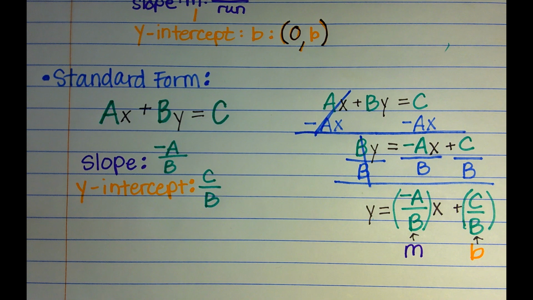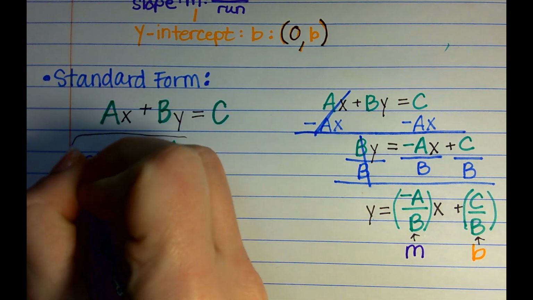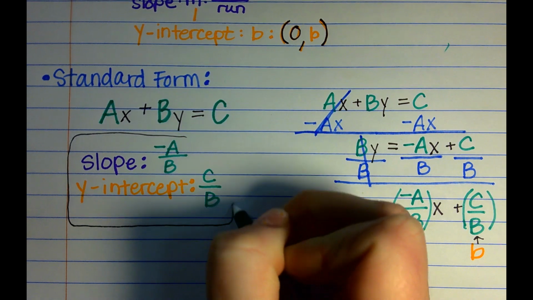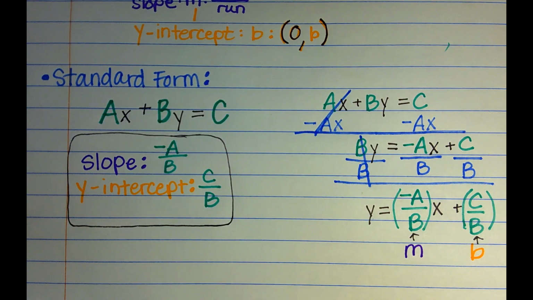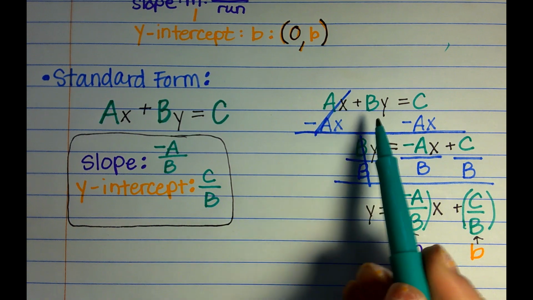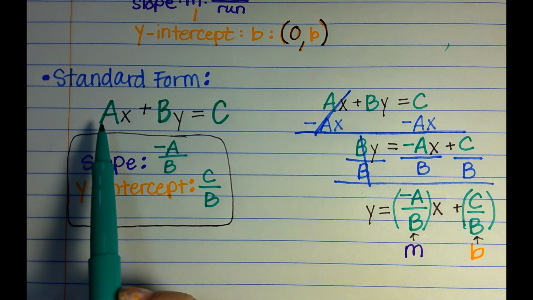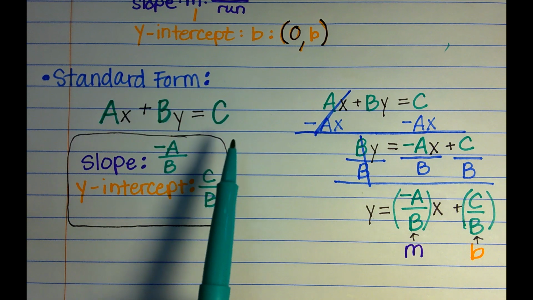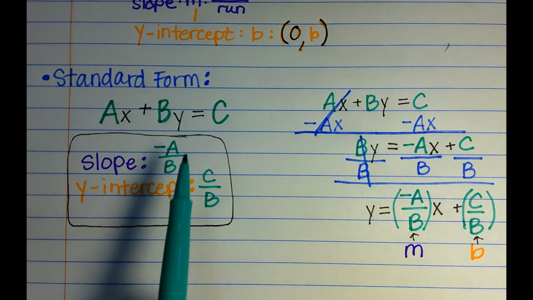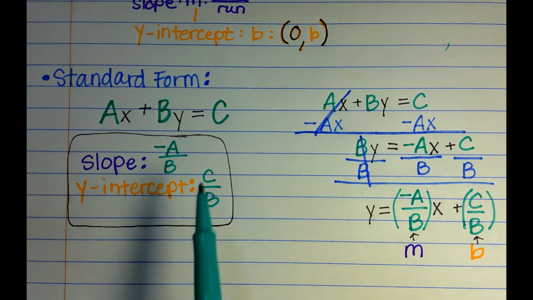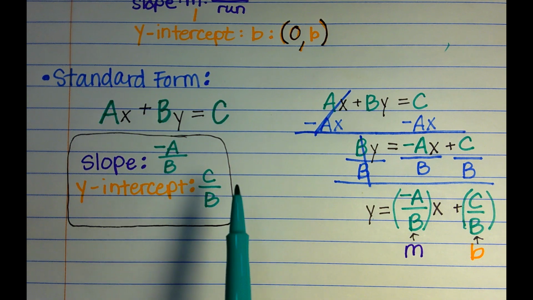Okay. So this is where the shortcut comes in, and I'm going to explain that a little better to you. If I have an equation written like this, I can skip doing all these rearranging steps. I don't have to rearrange my whole equation. I can just figure out, okay, what's my A, what's my B, what's my C? Whatever A and B are, I'm going to do negative A over B. There's my slope. Whatever C and B are, I'm going to do C over B. There's my y-intercept. Now I can graph the line.